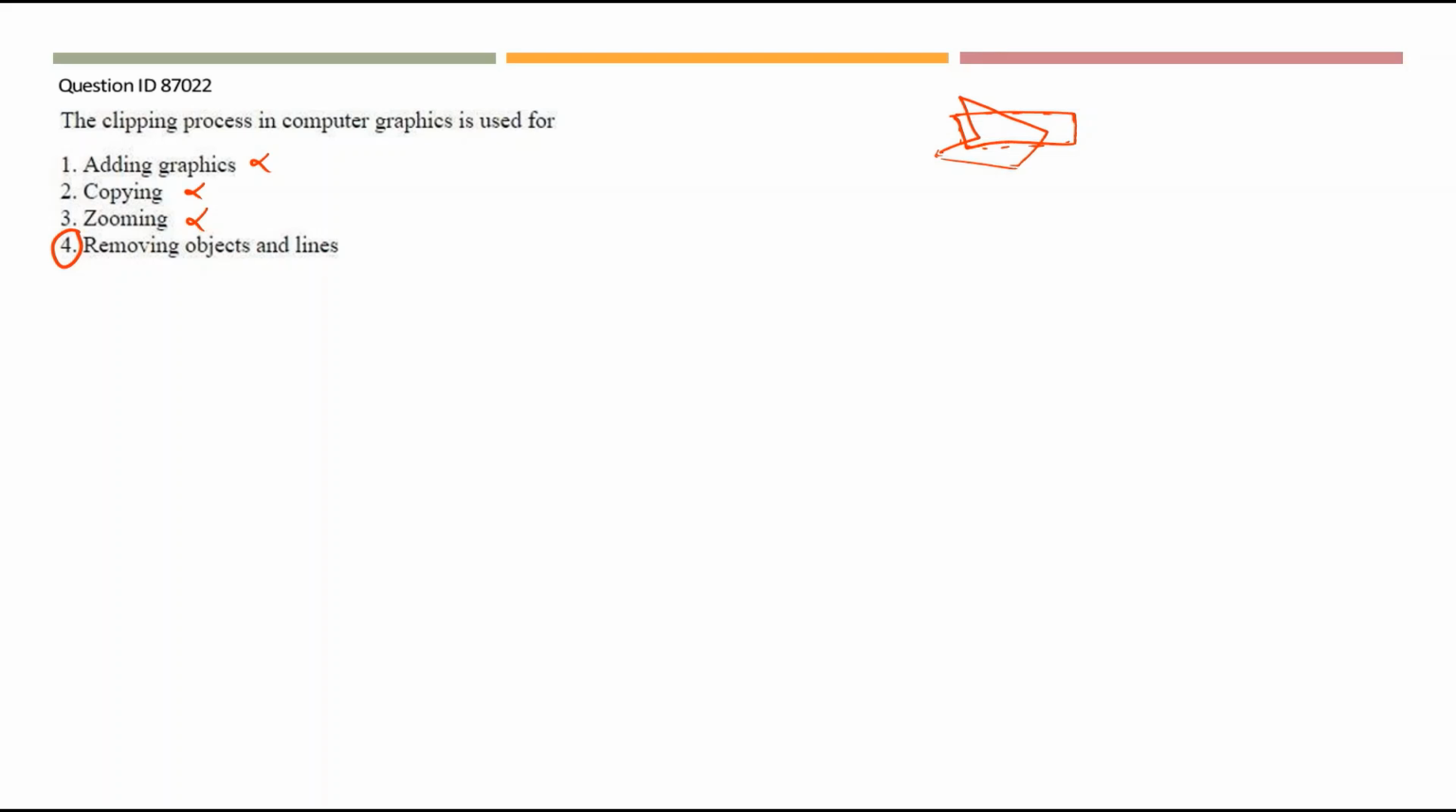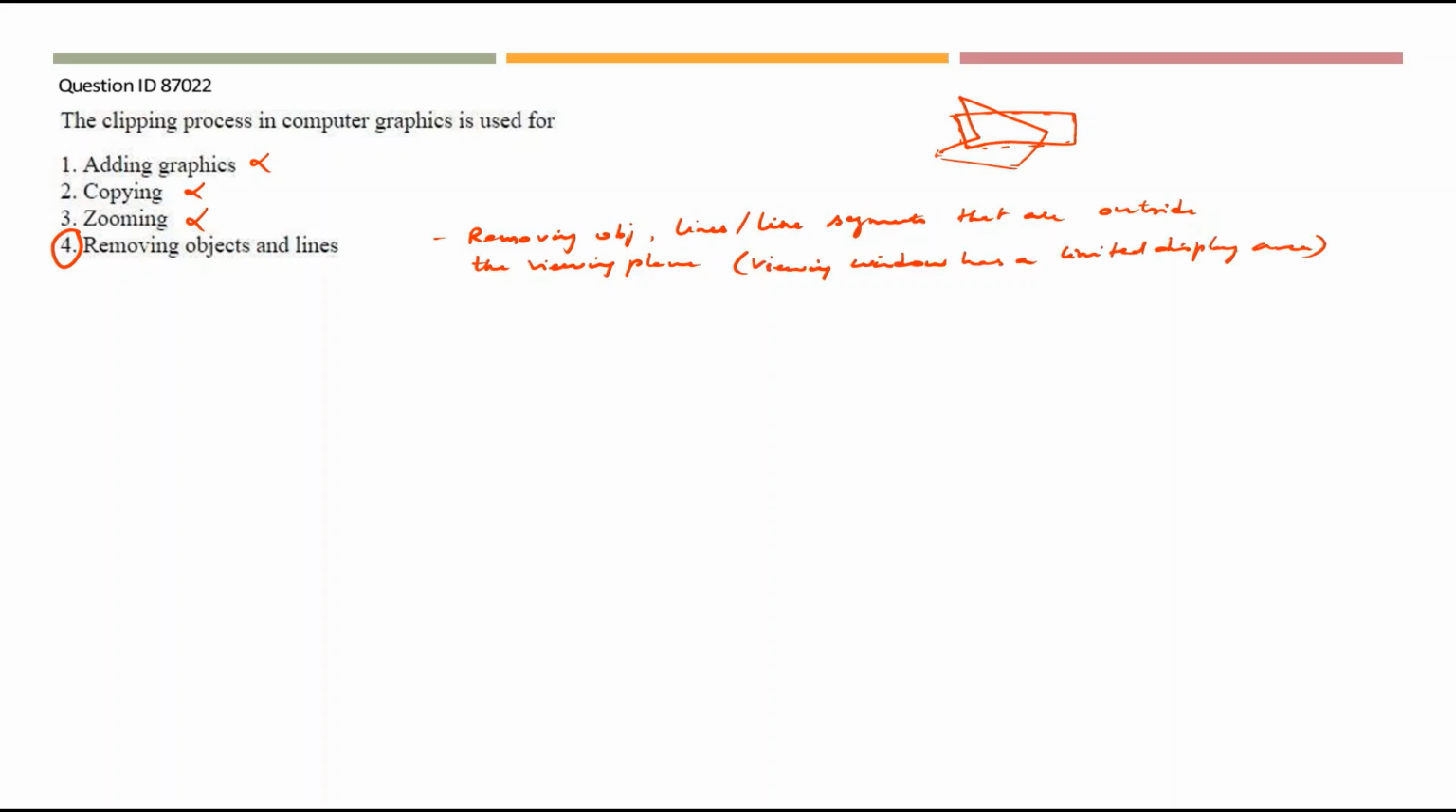The clipping process is used for removing objects and lines. Let me give you the complete statement. The clipping process is used for removing objects, lines or line segments that are outside the viewing plane. Why do we consider this viewing plane as a constraint to remove? Because the viewing window has a limited display area. So that becomes the viewing plane. Anything that is outside the viewing plane has to be removed. So that process is what we call clipping.